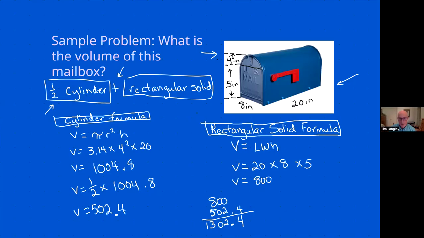Now, if you add together 800, which is the total box without the lid, plus my 502.4, which is the top little rounded part, I get 1302.4 cubic inches. Okay. This would be cubic inches, because it's inches. So that's a little bit complicated. You can slow this down, watch it again if you need to, but on these two-step problems, you're basically cutting your shapes into two separate shapes and then solving each one of them separately.